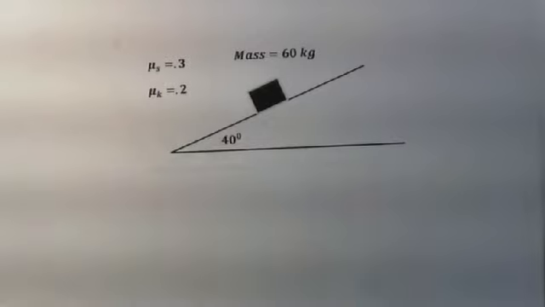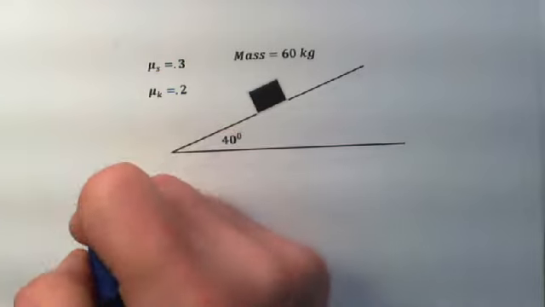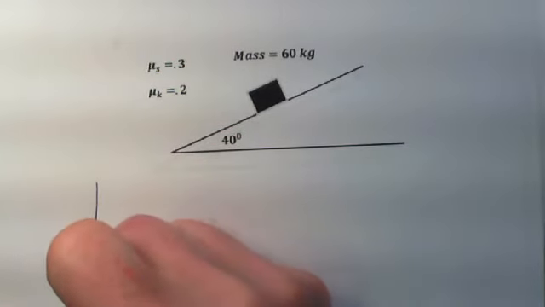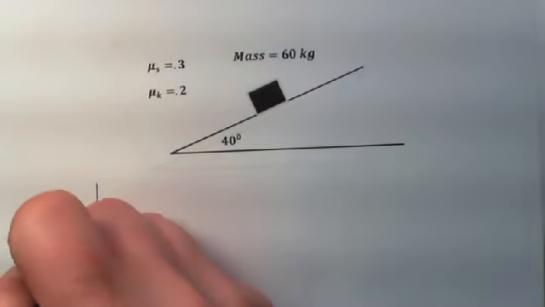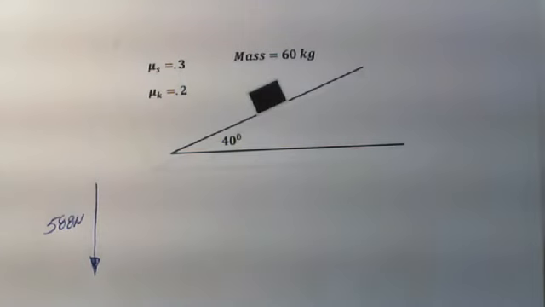So again, first thing you're going to do with a problem like this is take the 60 kilograms and turn it into a vector, because we know the acceleration of gravity at the surface of the Earth is about 9.8 meters per second squared. So we're going to multiply that. If I take 60 times 9.8, that's going to give me about 588 newtons. So I got 588 newtons coming down.